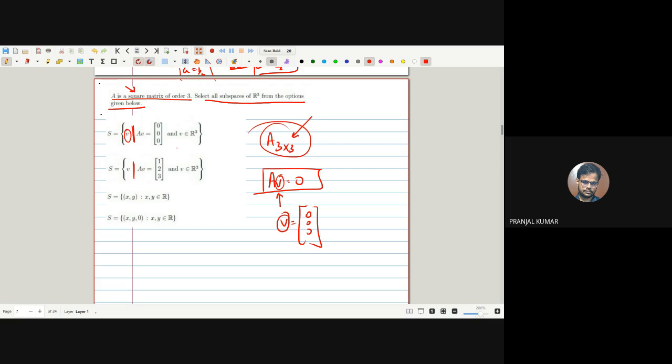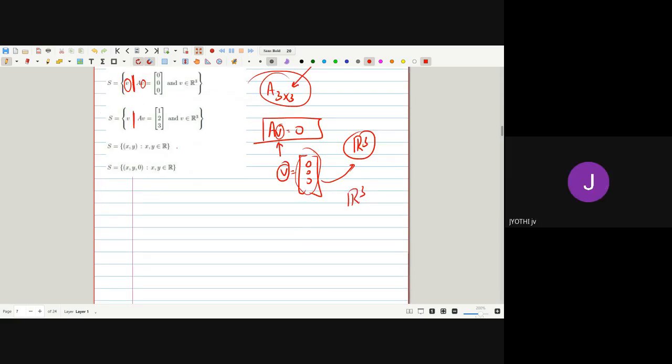Because there is no information about A. But I know for A, all my V's such that AV is equal to 0, there is at least one V, which is the 0 vector itself. So is the 0 vector a valid subspace of R3? What are the subspaces of R3?